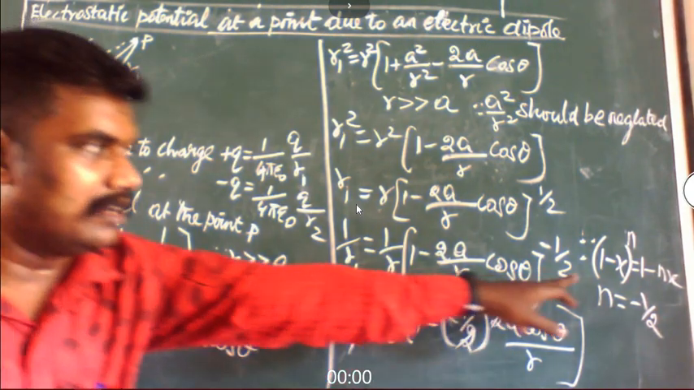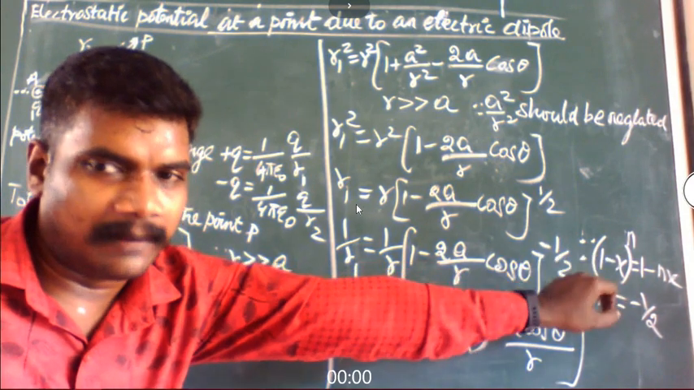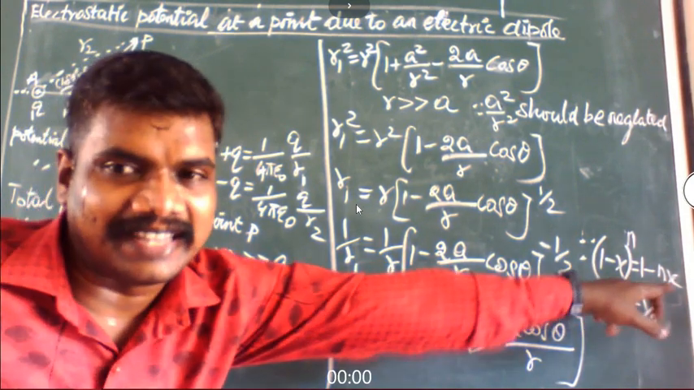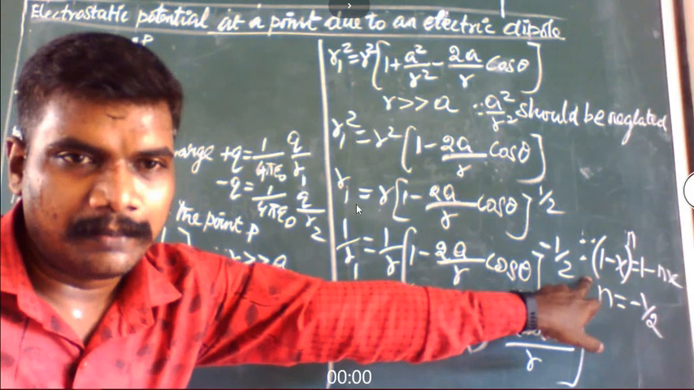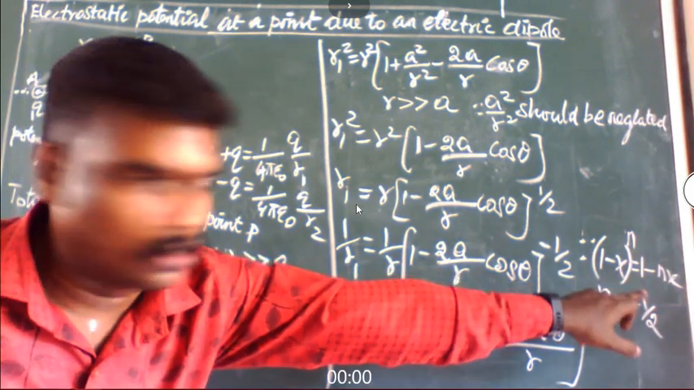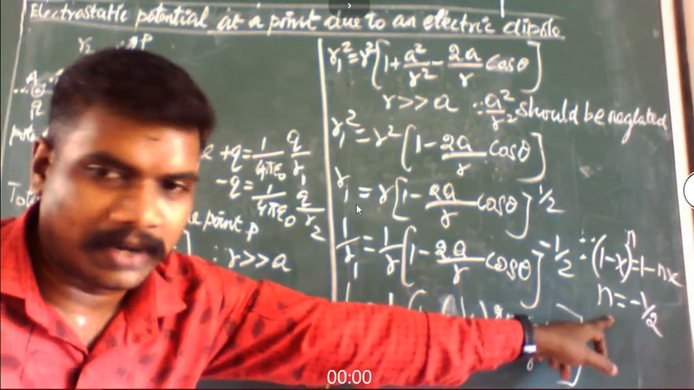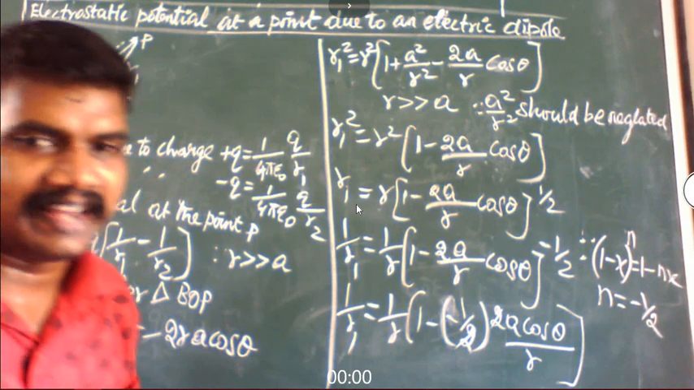Then binomial theorem பேஸ் பண்ணி பாத்தீங்கன்னா 1 minus x power n உடைய ஃபார்முலா, what is the formula, 1 minus nx. This is the formula binomial. According to the binomial, 1 minus x power n is equal to 1 minus nx. Here n உடைய வேல்யூ தான் என்னவா இருக்குன்னா -1/2. n is equal to -1/2.